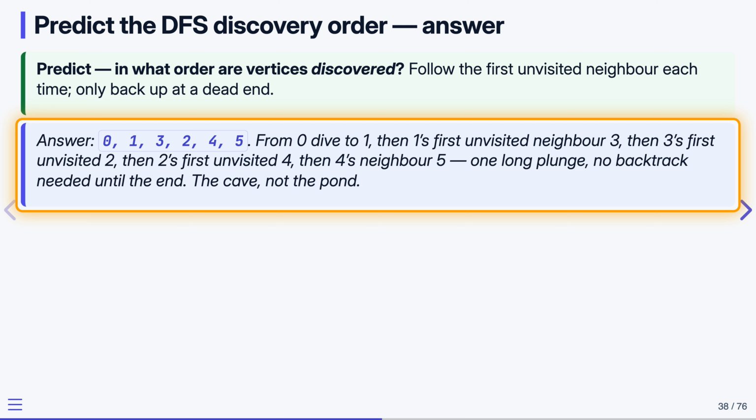Here is the answer: 0, 1, 3, 2, 4, 5. From 0 we dive to 1. From 1 we take its first unvisited neighbor 3. From 3 we take 2. From 2 we take 4. From 4 we reach 5. One long plunge with no backtracking needed until the very end. The cave, not the pond.